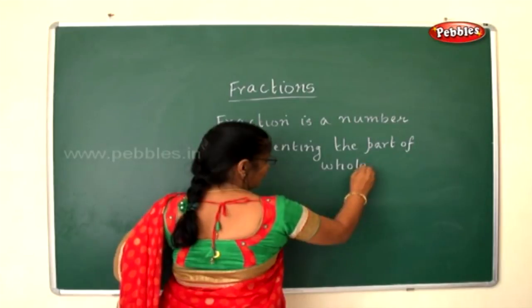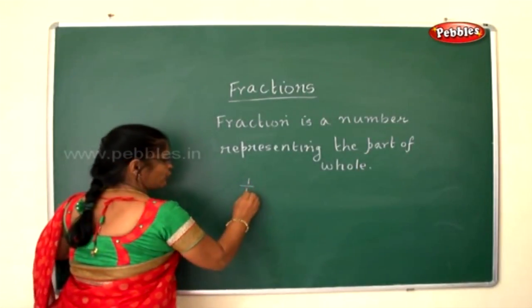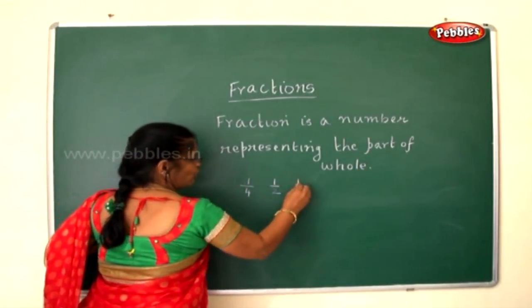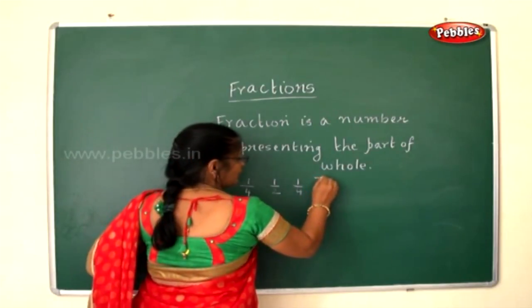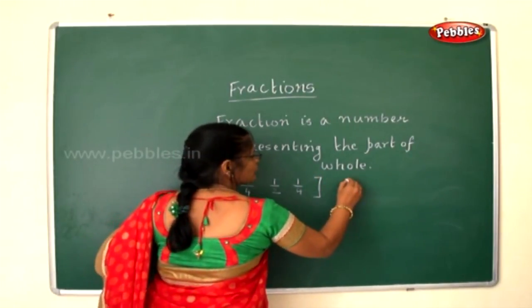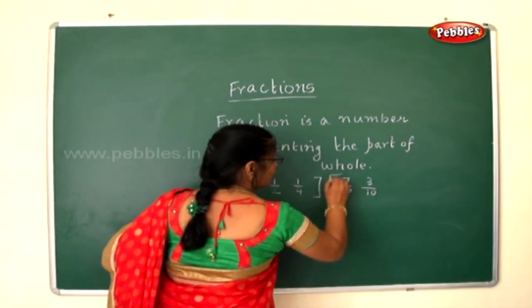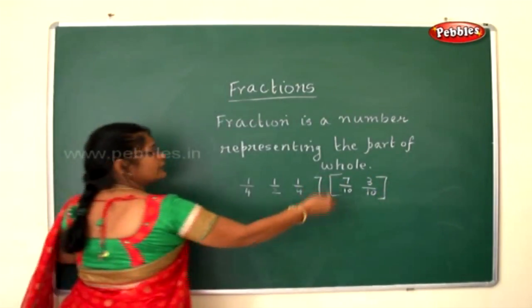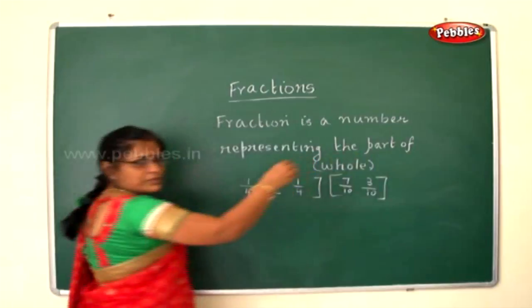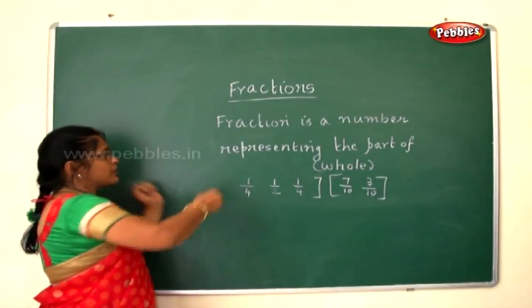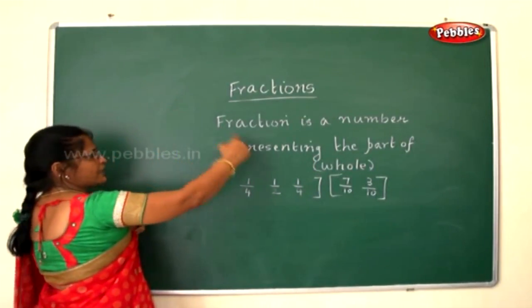See, I told you, I gave you an activity also. 1 by 4, 1 by 2, 1 by 4, and one more, the Gautam story, 7 by 10, 3 by 10. So this is all what we call a fraction. And this whole may be a single object or a group of objects. So what is a fraction? I'll repeat once again.